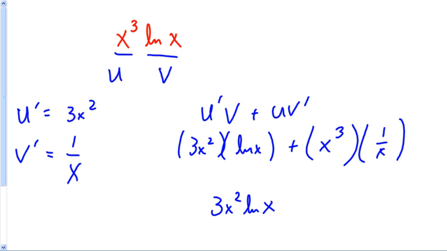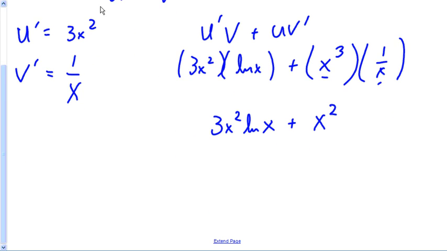And then we've got x cubed x. So this becomes plus x squared. Hey, we could do some more factoring here. So this becomes x squared times 3 log x plus 1.